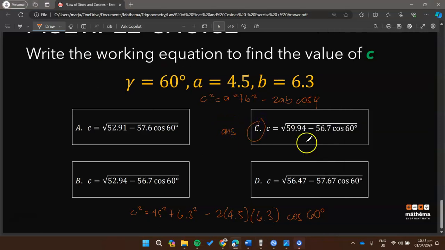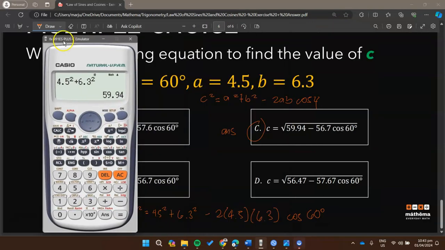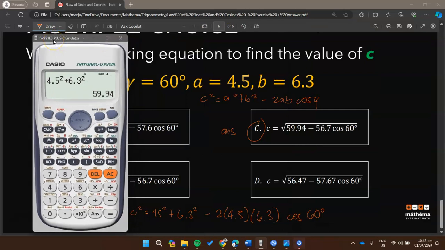But again, we will continue with the solution just to check. Maybe we have a typo again. So that is multiplication, multiplied by 2. Alright, let's multiply and then 2 times that. Oops, I'm getting an error because of that. Alright, so that gives us 56.7, which is again this one. So again, our answer is letter C.